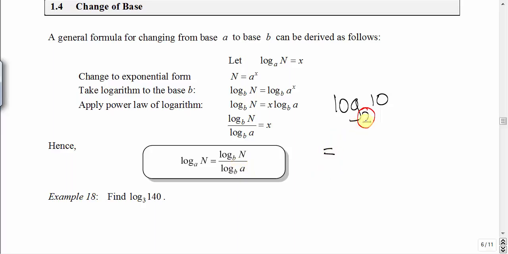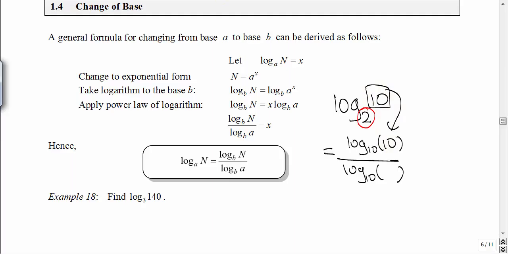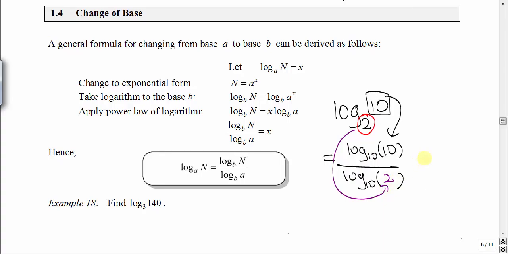Okay, now we're going to change to the base of 10. So what we can do is we write log base 10 here, log base 10. Then there are two numbers here we need to fill in. The number on top comes from here, and the number below comes from the base. So now we can key in this value using the calculator, because now the base is 10. From the calculator, it gives us a value of 3.32.